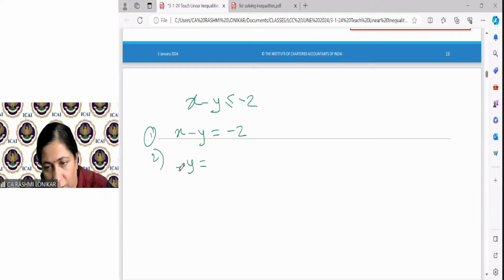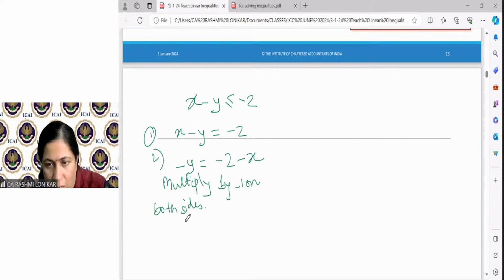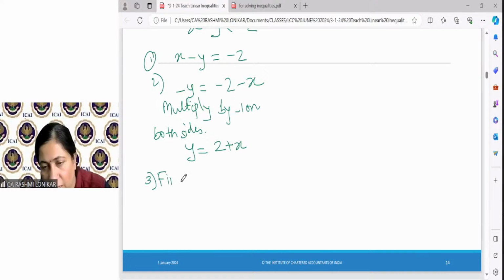I don't want minus y, so I multiply by minus 1 on both sides. So what do I get? y is equal to 2 plus x. Now, third thing, I have to find points satisfying that.